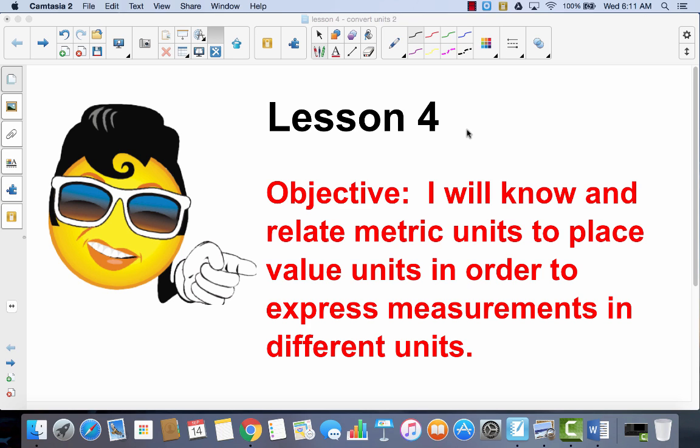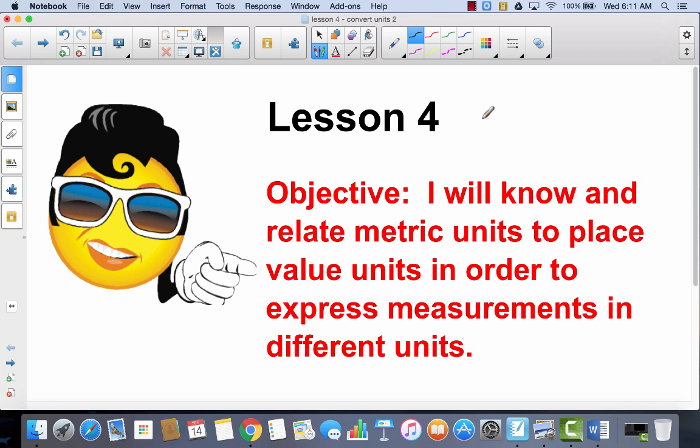This is lesson 4. I will know and relate metric units to place value units in order to express measurements in different units. So we're going to talk about how metric units are like our place value units. And when you were watching the Zern video, you learned how you could change 1 kilometer and 246 meters is the same thing as saying 1,246 ones. So we know this relationship can help us when we're going from kilometers to meters and to centimeters.